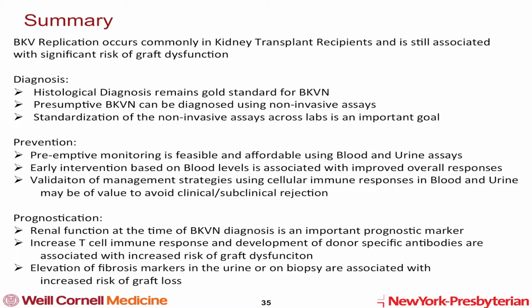In terms of prognostication, renal function at the time of BKVN diagnosis is an important prognostic marker. I didn't emphasize that during my talk, but serum creatinine itself is an important biomarker of how well the kidney is going to do. Increased T-cell immune response and development of donor-specific antibodies are associated with increased risk of graft dysfunction, and elevation of fibrosis markers in the urine or biopsy are associated with increased risk of graft loss. So perhaps newer agents that address fibrosis would be of value.